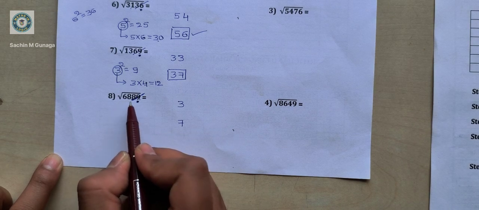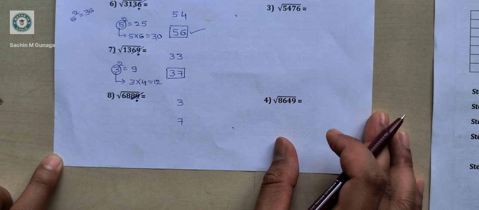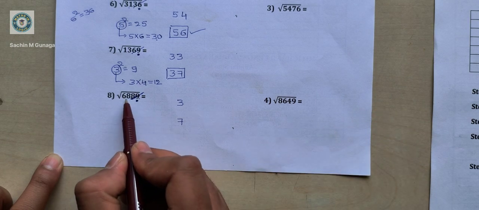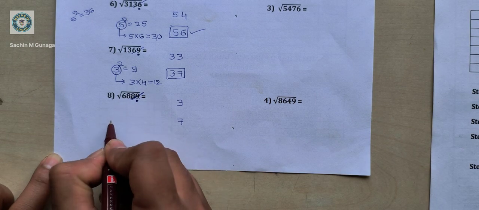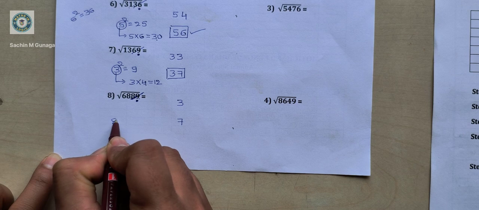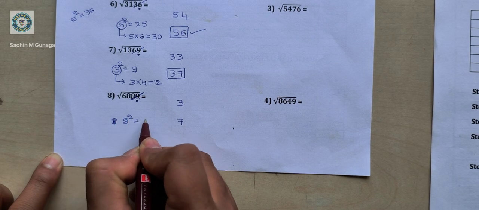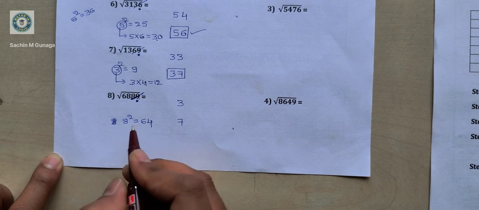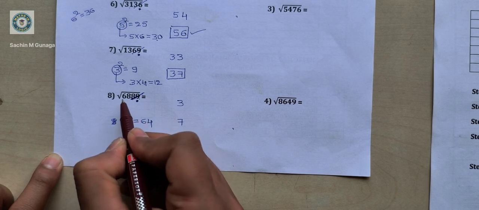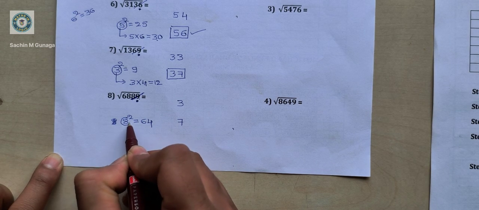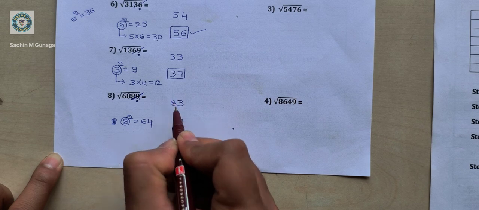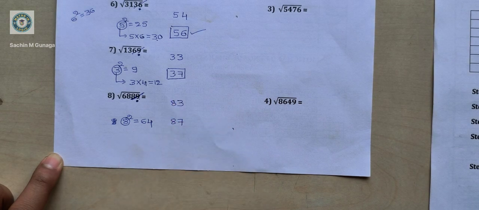What is the remaining number here? 68. Next we need to search a perfect square number that should be equal or less than this remaining number. Therefore we know 8 square, correct? 8 square is how much here? 64. 8 square is 64. 64 is less than 68. Therefore this number 8 here we need to mention.